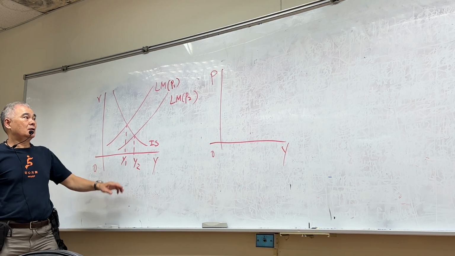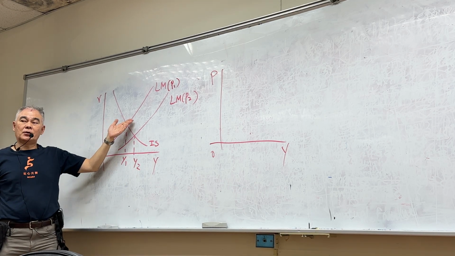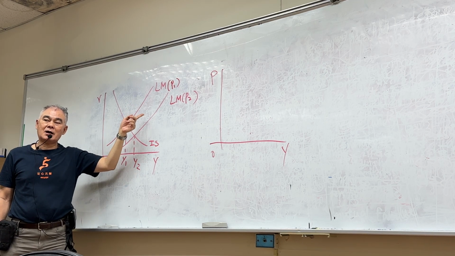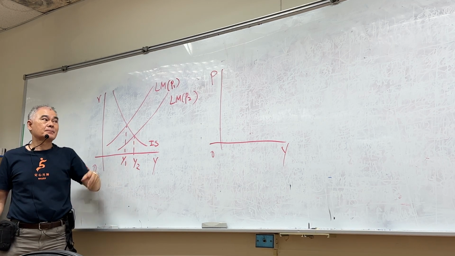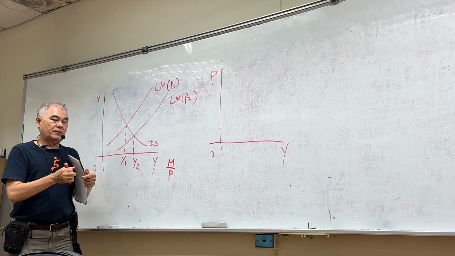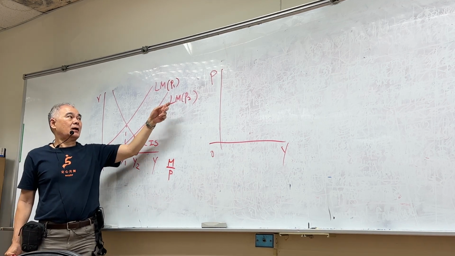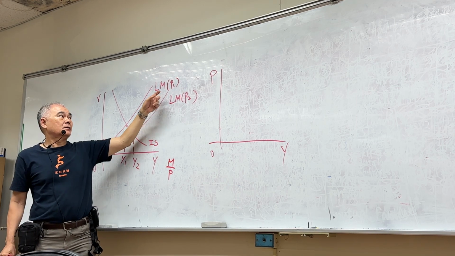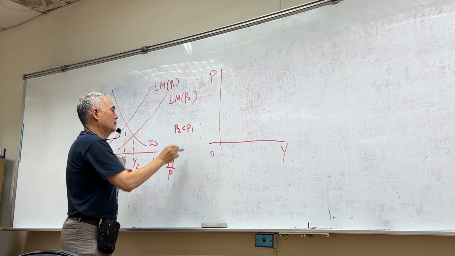What is the relationship between P1 and P2? As we talked about before, the LM curve shifts to the right. The LM curve shifting to the right means there's an increase in money supply, or expansionary monetary policy. In this case, we have M over P, which is real money balance. So this one has a higher money supply than this one. What does that mean? That means P2 is less than P1.